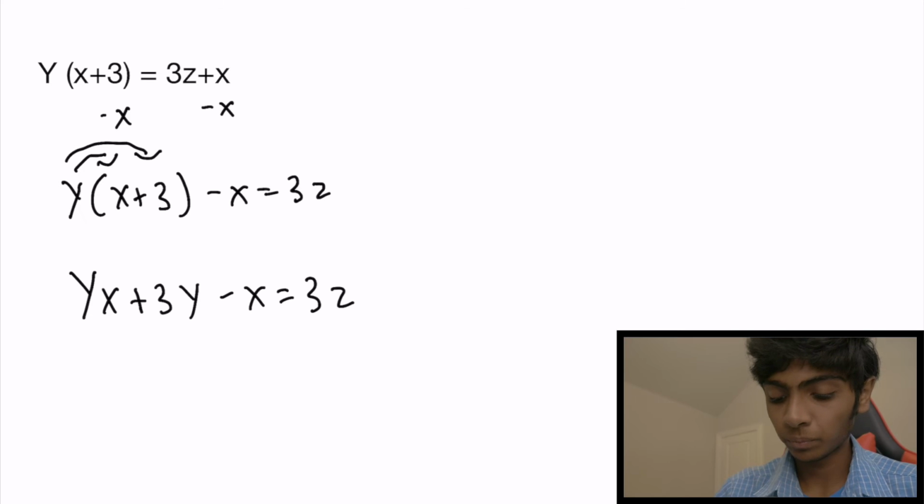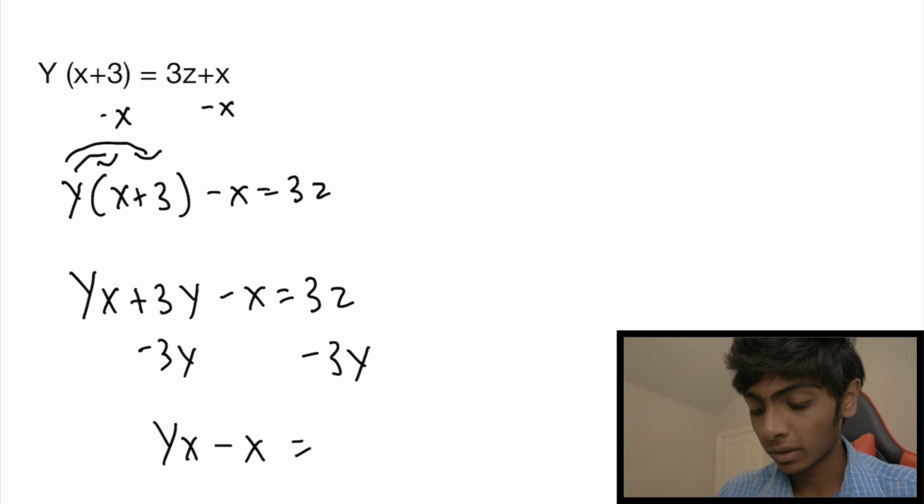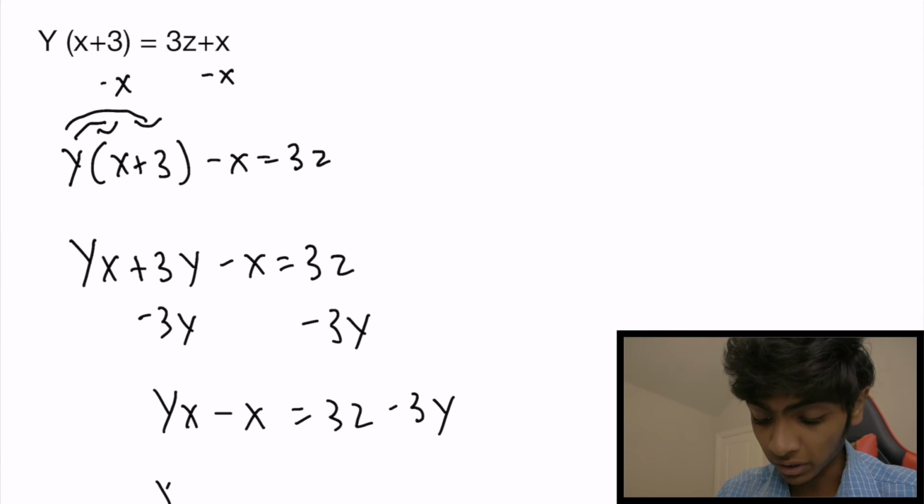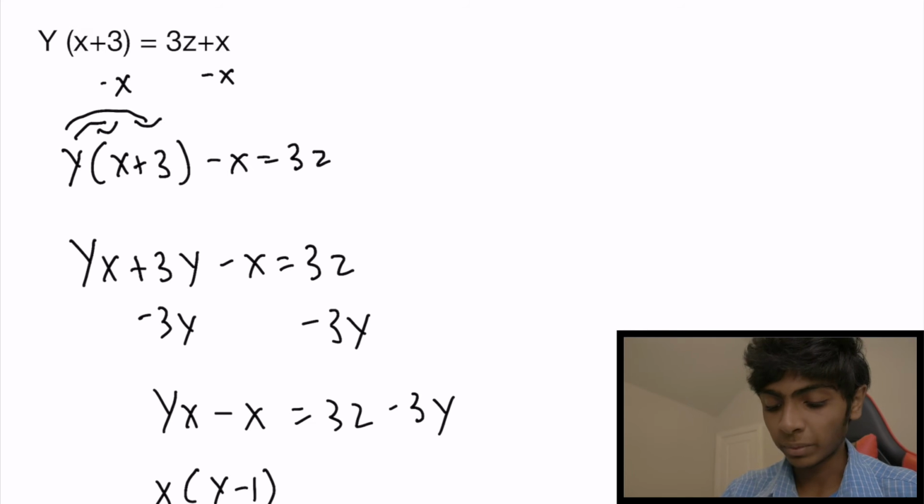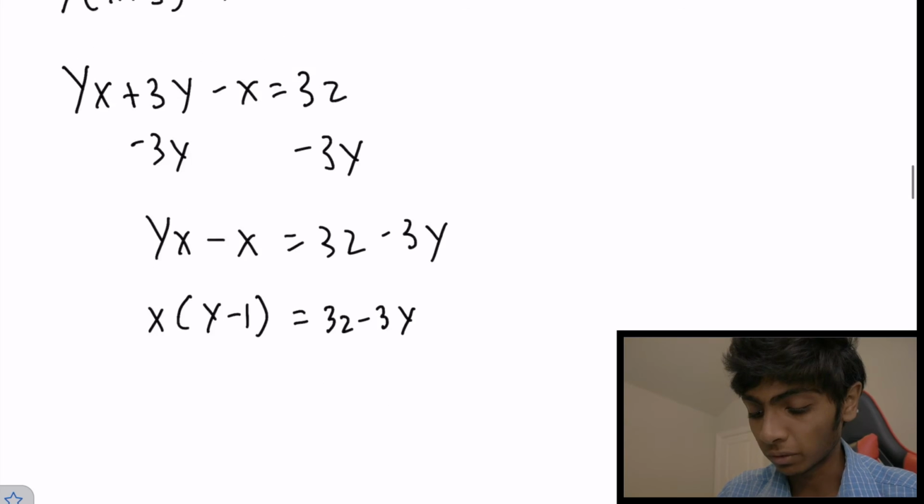Now 3y doesn't contain an x, so I'll just simply subtract it to the other side, and I'm left with yx - x = 3z - 3y. And from here, we'll simply factor out the x to get it by itself, and if we factor out the x, we're left with x times (y - 1), because yx divided by x is just y, and negative x divided by x is negative 1, and that is equal to 3z - 3y.